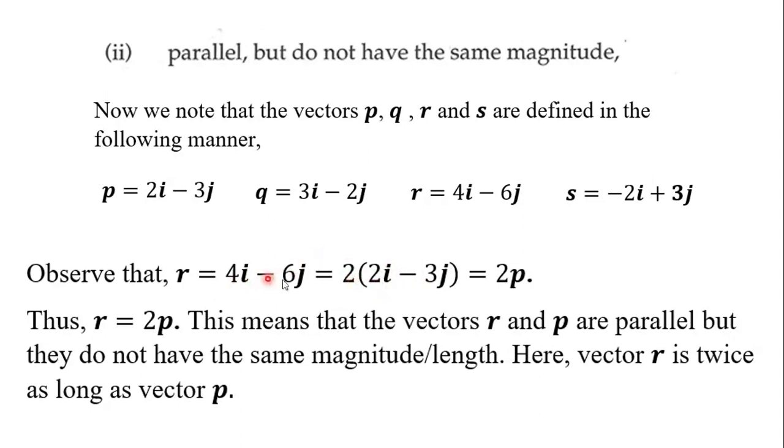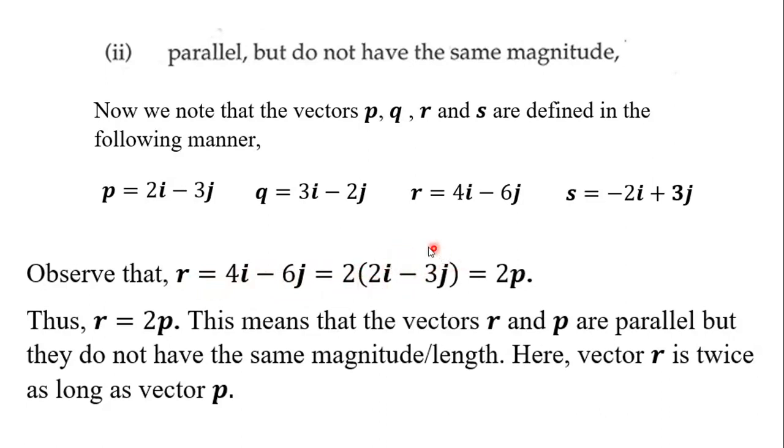Notice we have 4 and 6, and a common factor between 4 and 6 is 2. So we can factor out a 2. If we factor out the 2, this will be 2 times 2i, which is still 4i, and we have 2 times negative 3j, which is still negative 6j. So this expression is the exact same thing. So R can be written as 2 times another vector.